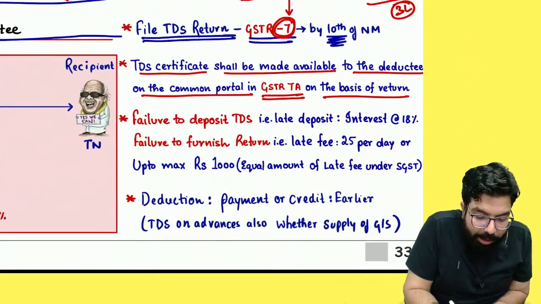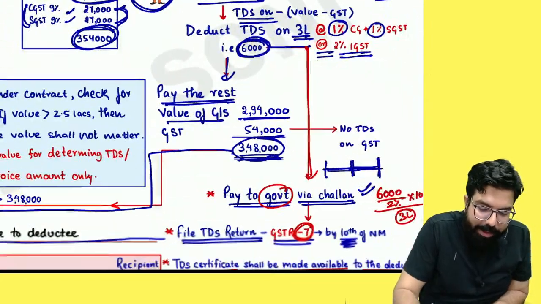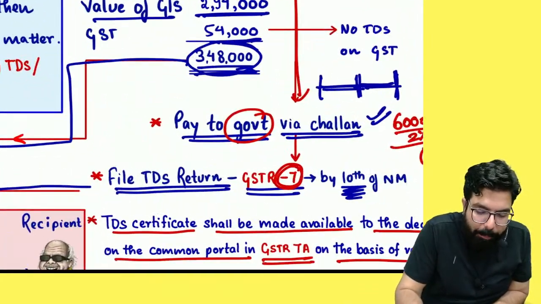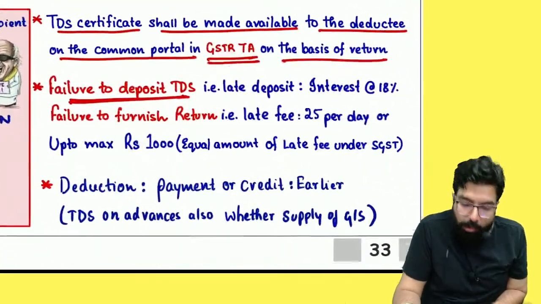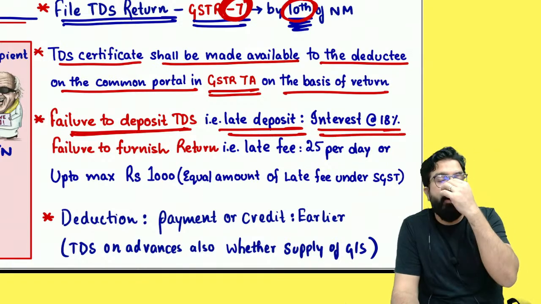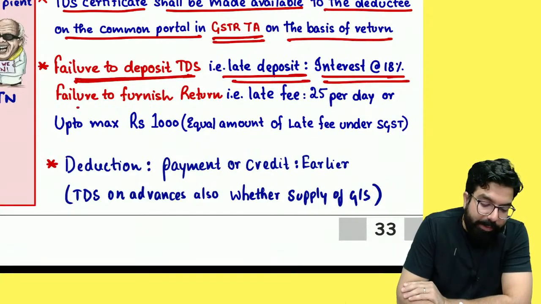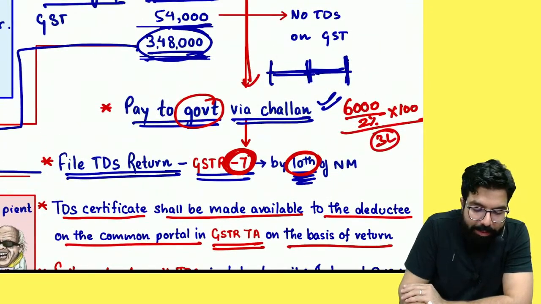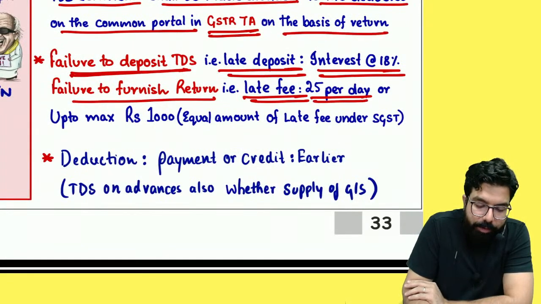Sir, I did not deposit the TDS. You know, the government department who is there, they deducted your TDS, and the 6,000 should be paid by what date? By the 10th of next month. If they don't pay, any late deposit, if they delay by 5 days, interest at the rate of 18%. Sir, if they don't file the return, what is the time to file the return? If they file by 15th, remember, per day the late fee is how much? And it can be maximum how much?